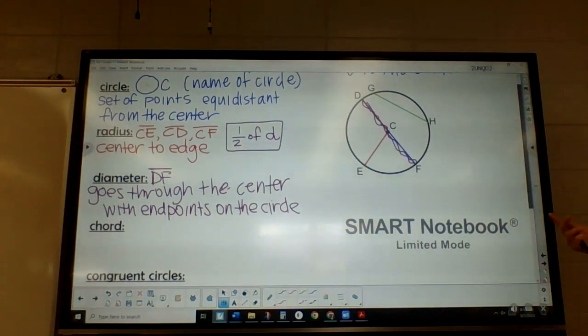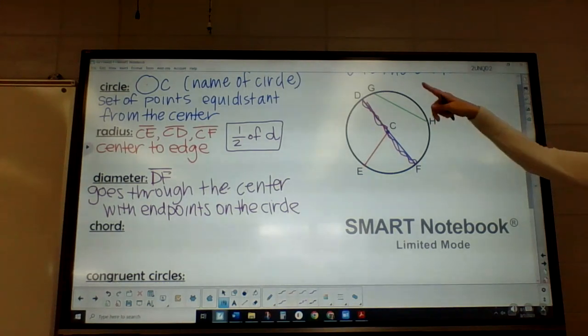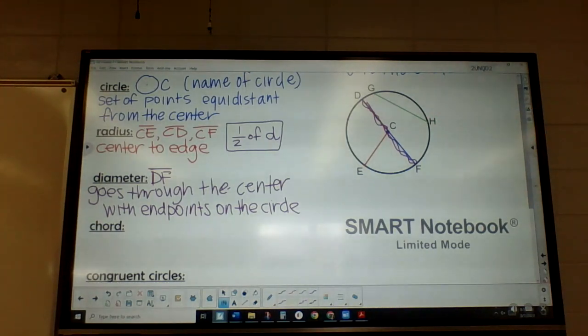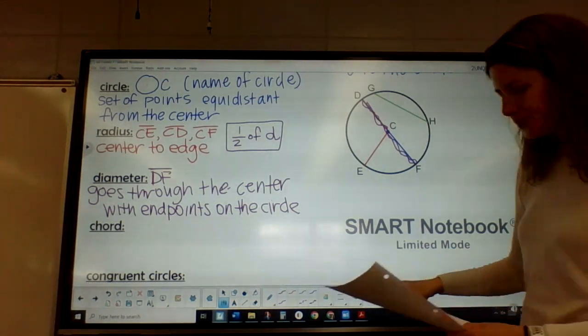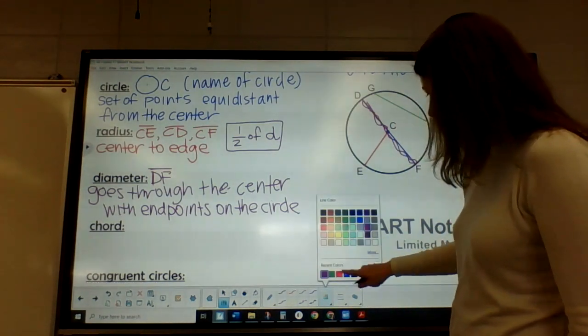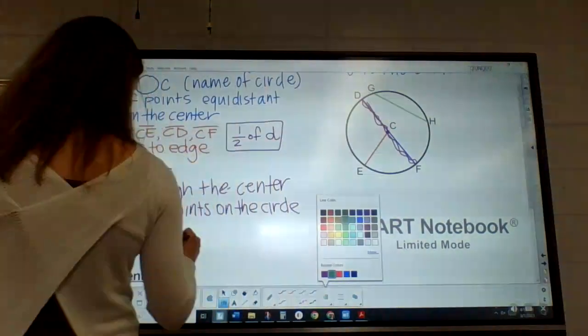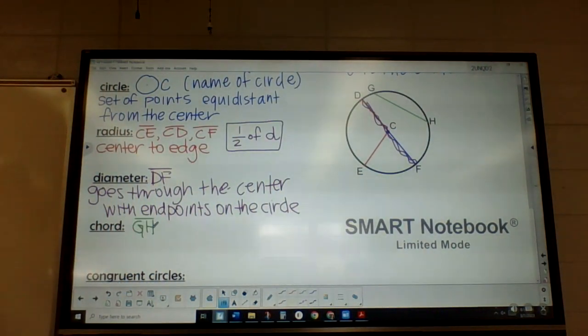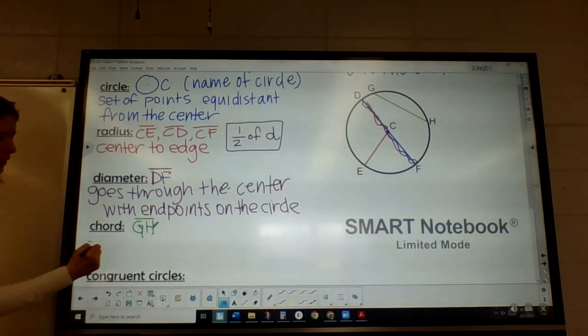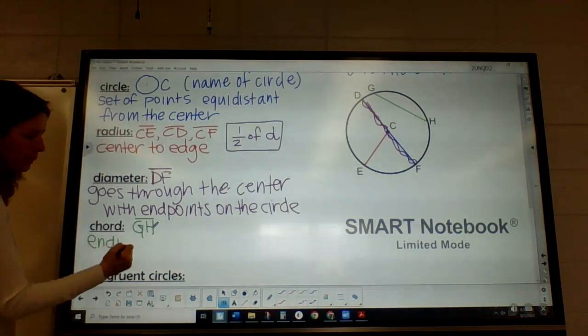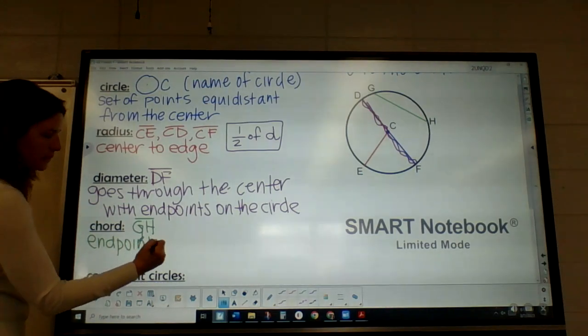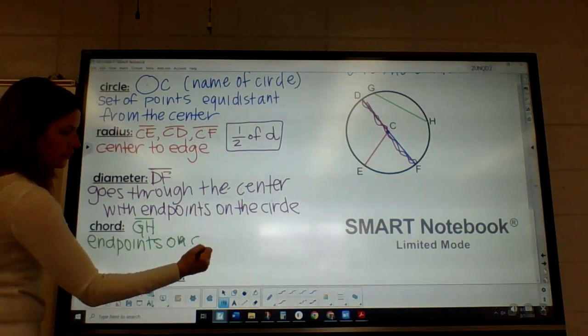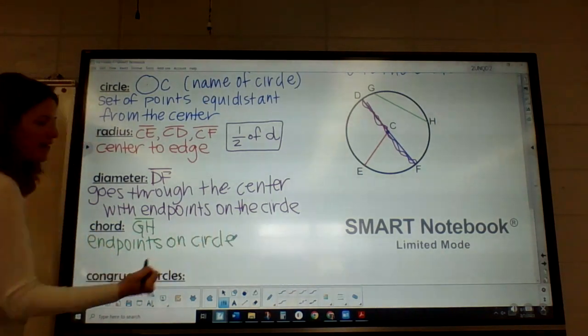Now our next term doesn't come up very often, but it's called a chord. It's a line that doesn't go through the center of the circle, but that touches the endpoints. So the chord would be GH in this case. It has endpoints on the circle, but it does not have to go through the center.